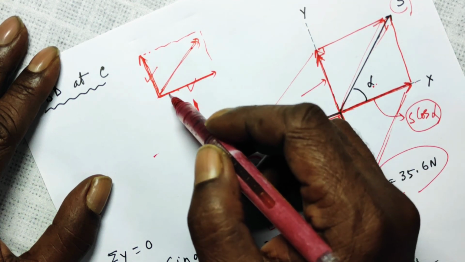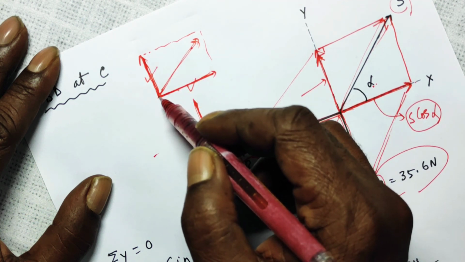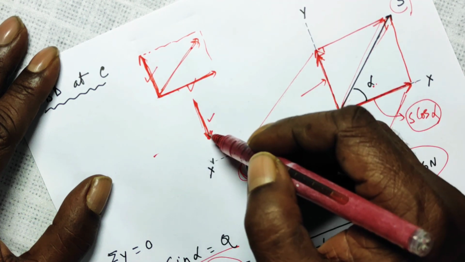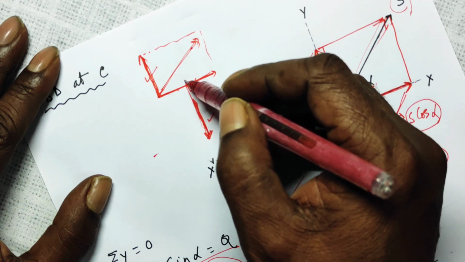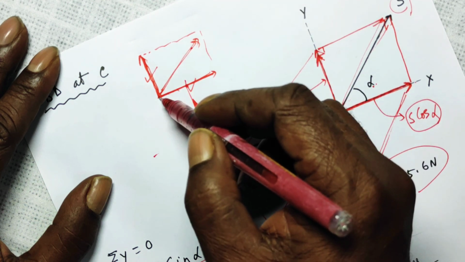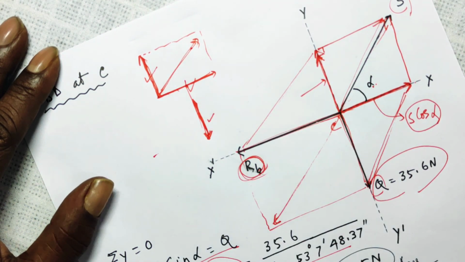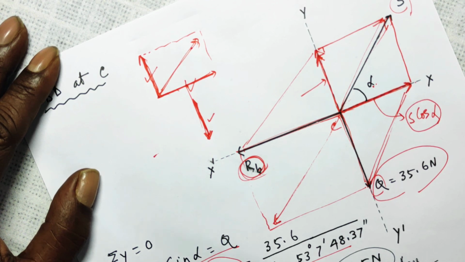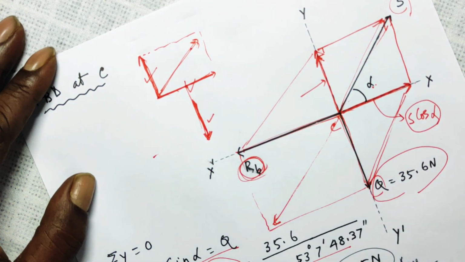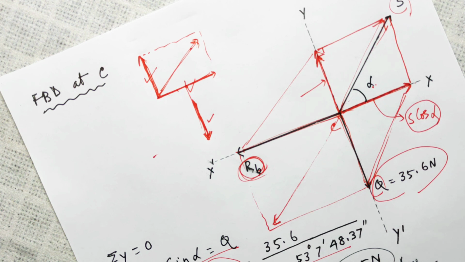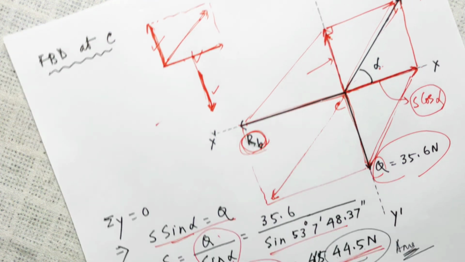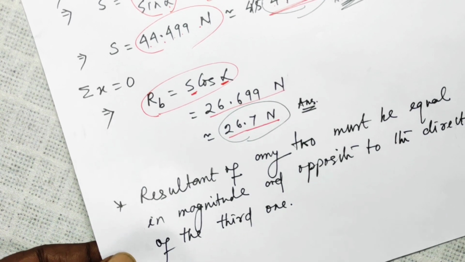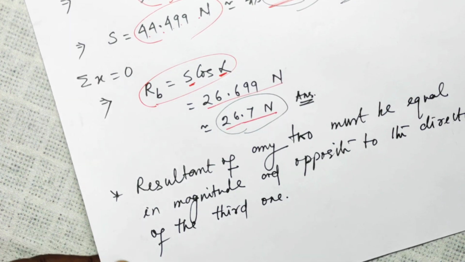Because these two have this point as the common point, and if you extend this one, this point is not the same as this point, so it will not be in equilibrium. So for equilibrium, there has to be a common point of concurrence, and the resultant of any two must be equal and opposite to the third one for the condition of equilibrium to be established.